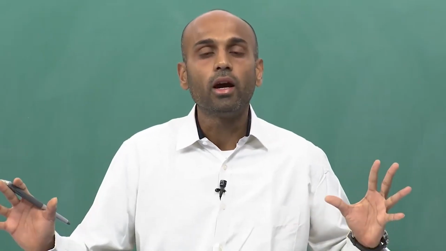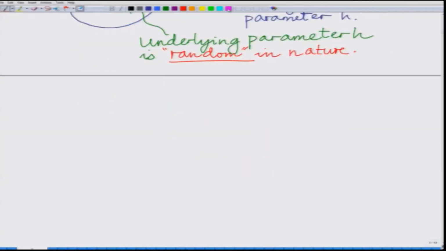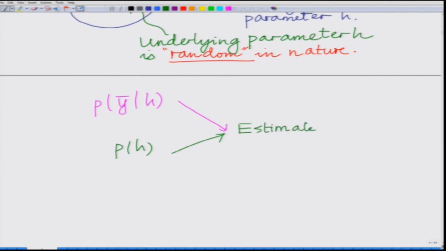to basically determine an estimate of this parameter H. So, what we would like to do is use these two quantities: the conditional probability density function of the observation, P of y bar given H, and the prior, to estimate our parameter H. So, these are the two quantities we would like to use to estimate the parameter H.